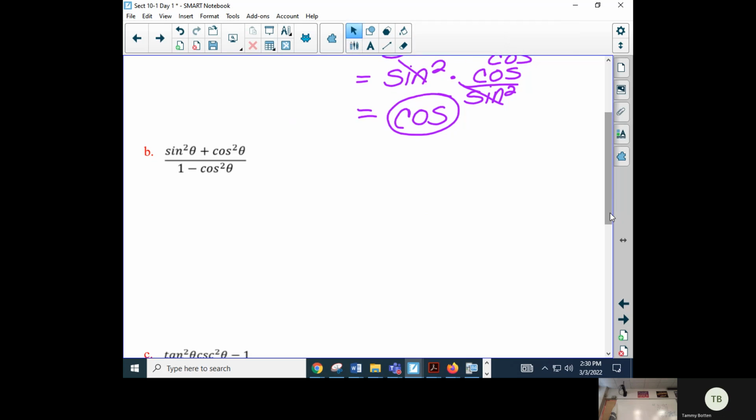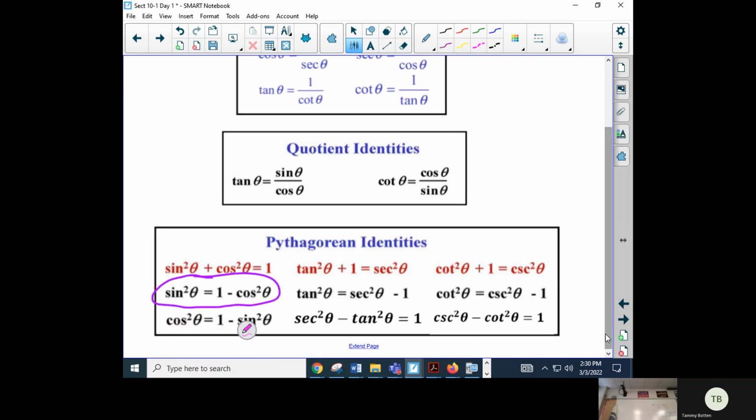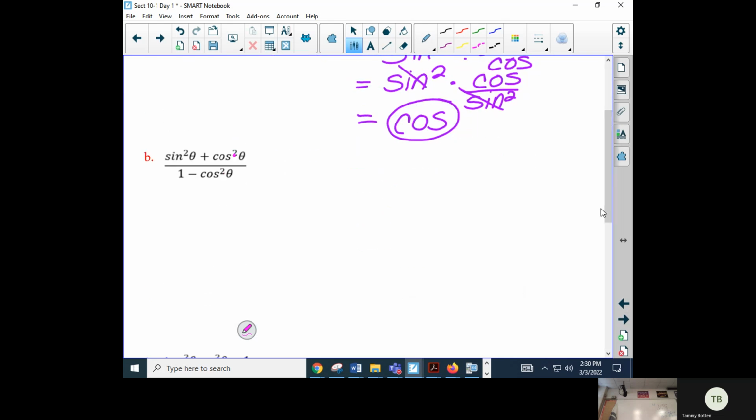Okay, this one's going to be quick. What's sine squared plus cosine squared? Sine squared plus cosine squared is 1, right? And then, what's 1 minus cosine squared? Sine squared. Now, what do you guys think we could do with that 1 over sine squared?